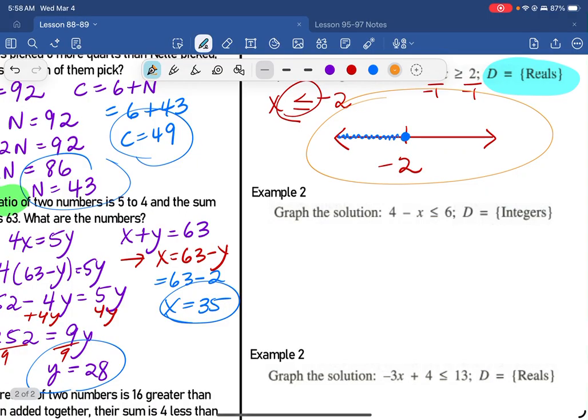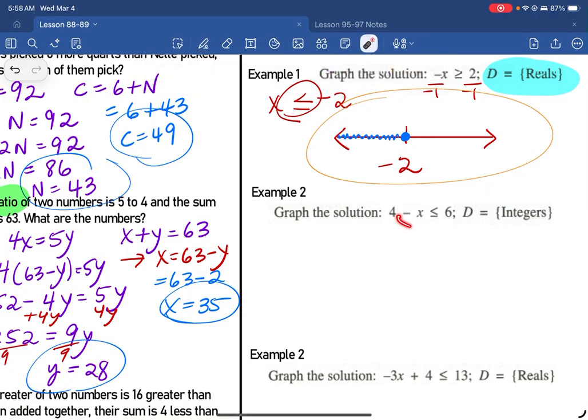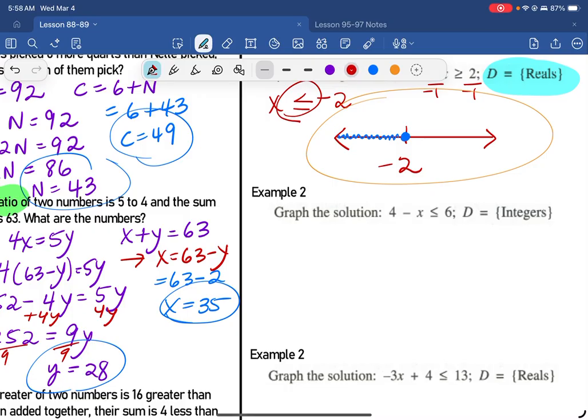It says graph the solution. So first we have to get x alone. So let's do that. Let's subtract 4. So we have -x less than or equal to +2. We're about to divide by a -1, which means I have to flip the sign, okay? So I have x greater than or equal to -2.